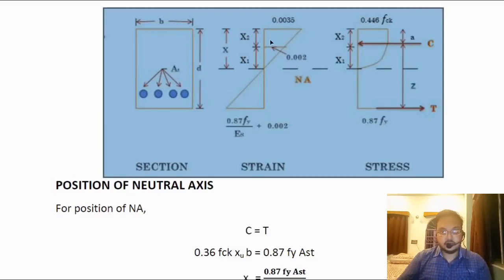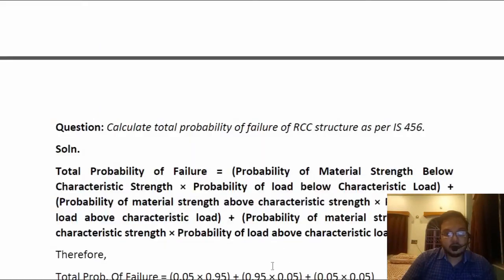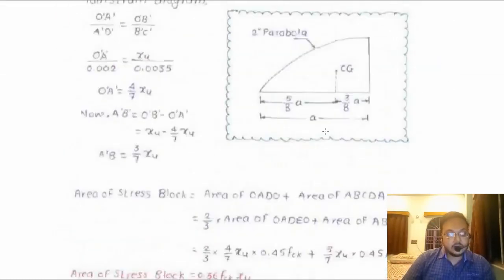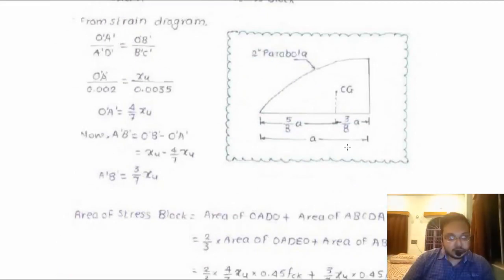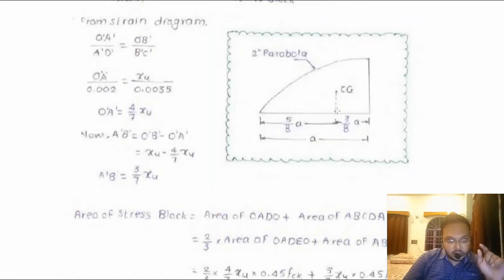But we cannot ignore the concrete over here, because this concrete does our job and takes the whole of the compression. So the stress block diagram, this was the strain diagram, and the stress block diagram is represented by this. You know that the center of gravity is at a distance 3/8 from the top fiber or 5/8 from the bottom part for this particular 2-degree parabola. It was done in our previous part of the video. For a 2-degree parabola, the center of gravity is located at a distance 3/8 a from this side and at a distance 5/8 a from this side, provided that this total side is of length a.